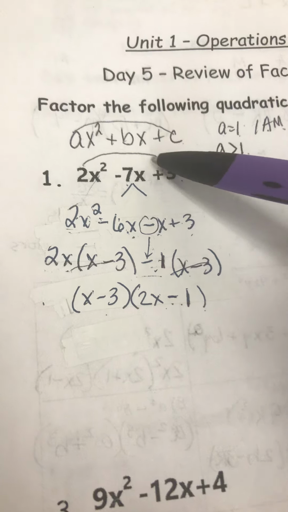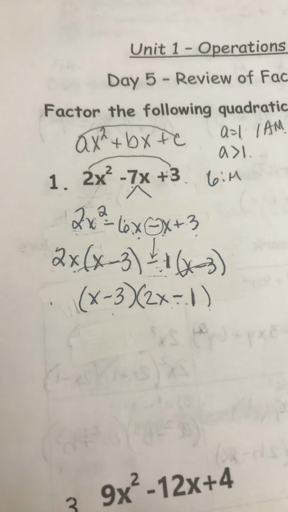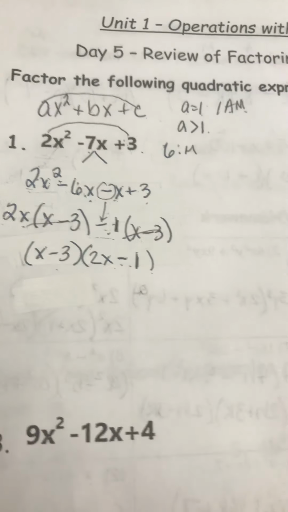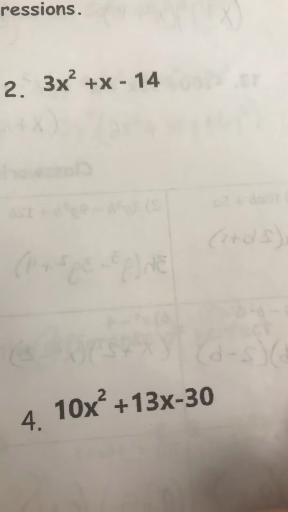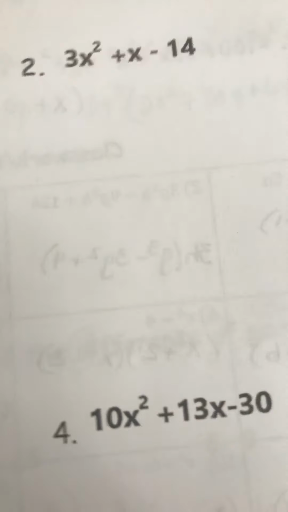Again, you could check this in the calculator, put the original problem in the calculator, and then put your answer in the calculator, then control table and see that they are the same equivalent numbers in the table.